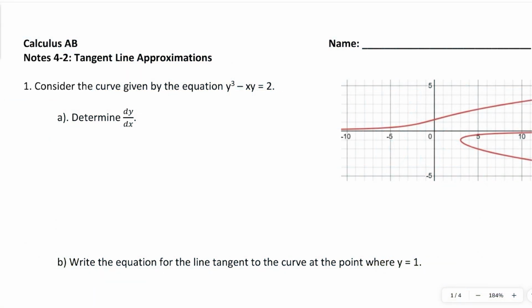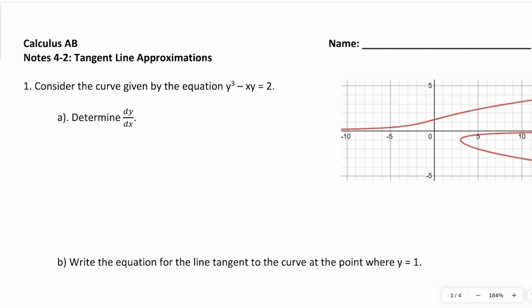Last time we learned how to differentiate implicitly. And today we're going to use what we've learned there and learn how to write tangent lines, which we already kind of know how to do, but analyze whether or not we could use the tangent lines as decent approximations of the value of the function.